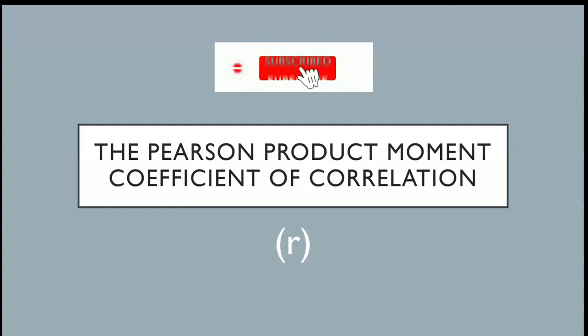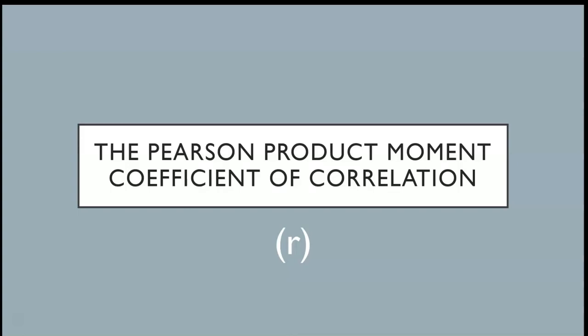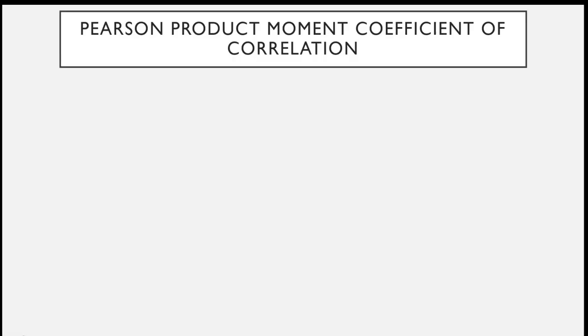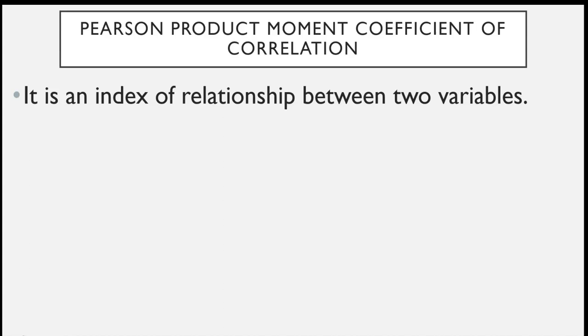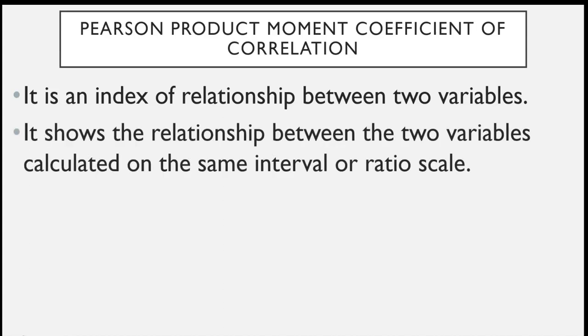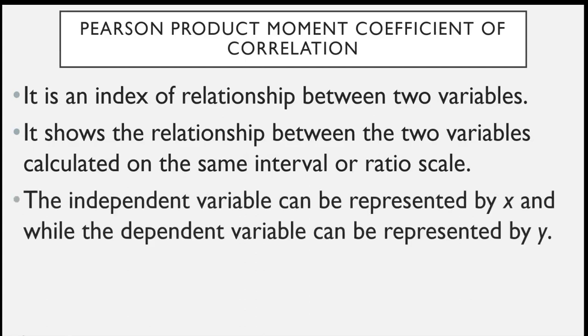The Pearson product moment coefficient of correlation, indicated by small letter r. What is it? It is an index of relationship between two variables. It shows the relationship between the two variables calculated in the same interval or ratio scale. The independent variable can be represented by x, while the dependent variable can be represented by y.